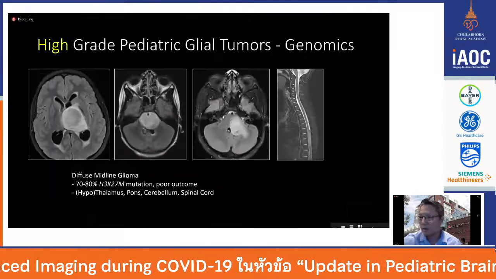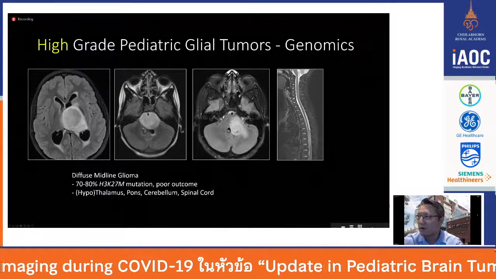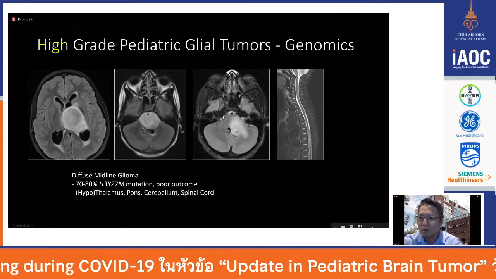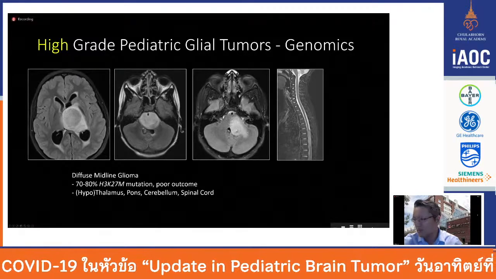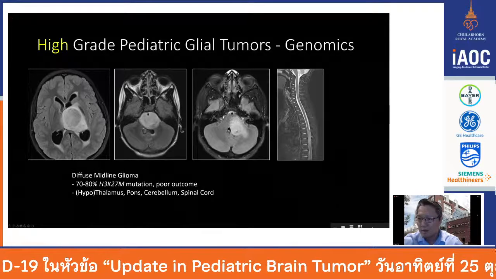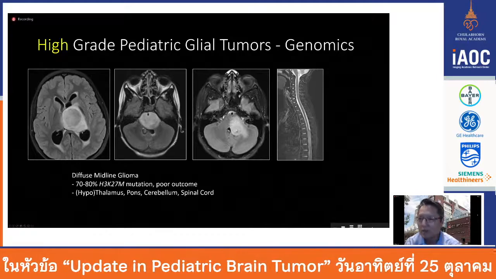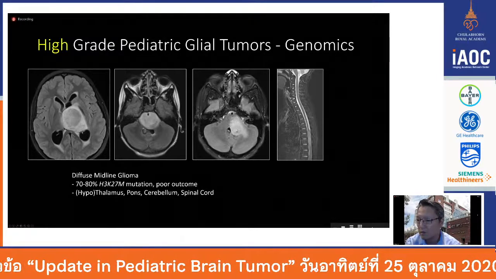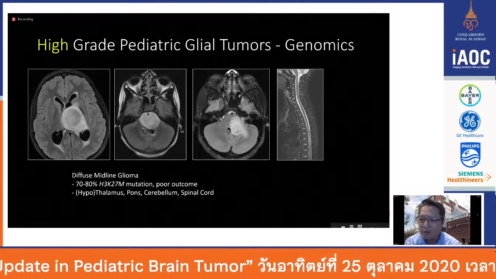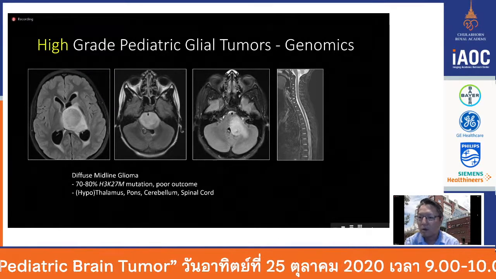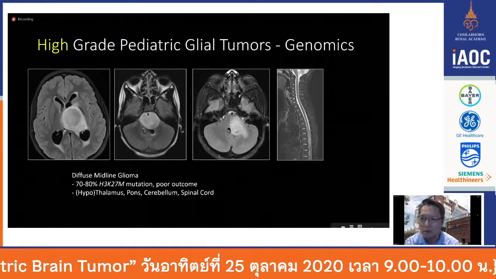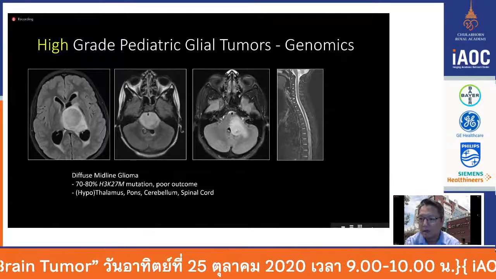And so when we look at the 4 different areas that this type of tumor can involve, we see the thalamus, the pons, the cerebellum, and the spinal cord. This is now classified together as diffuse midline glioma. So most of these, 70 to 80%, will have the H3K27M mutation, and therefore poor outcome. A lot of times, most of the patients unfortunately die within 2 years.